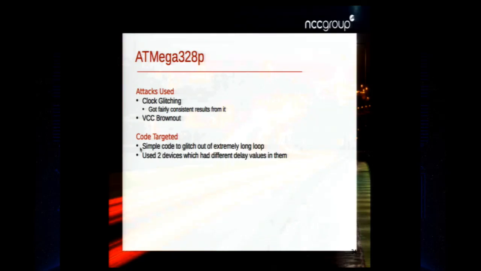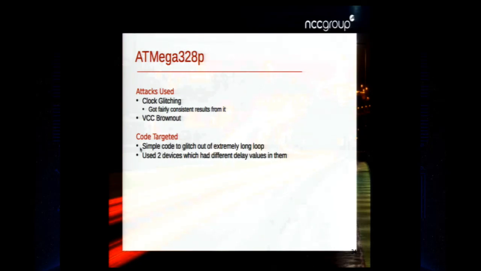So on the ATmega 328, I tested both clock glitching and brownout glitching. The code I tested was very simple: it would toggle an LED on and off for a small duration of time in an extremely long loop. I used two different test cases. One would blink an LED on and off for 1 millisecond, and the other would blink it for 1 second.